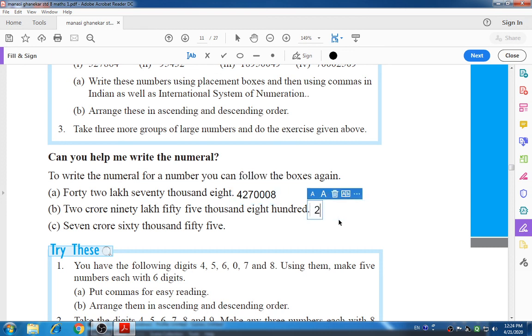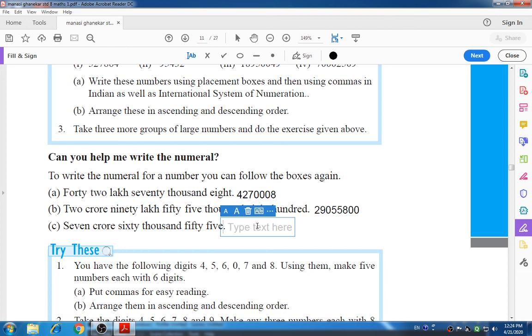2 crore 90 lakh, that means I have to write here 90. 55,000, I will write here 55. 800, so 8, but at the tens place and ones place there is no number shown, so I will write here 0.